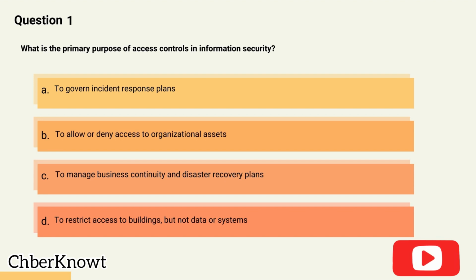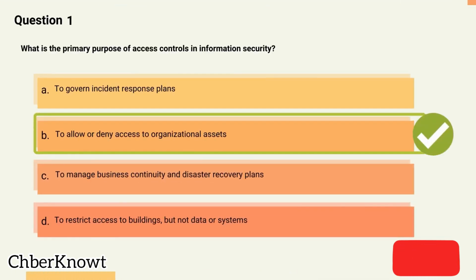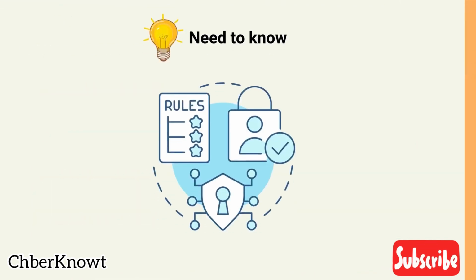The correct answer is Option B. To allow or deny access to organizational assets. Explanation. Access controls are used to ensure that only authorized users are able to access sensitive information or systems within an organization, while also preventing unauthorized access and potential data breaches.